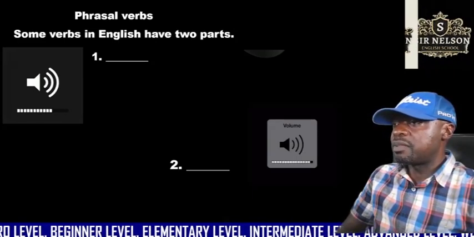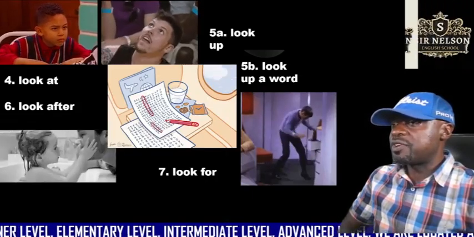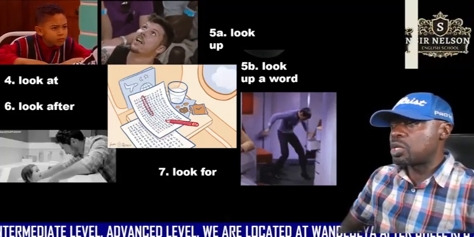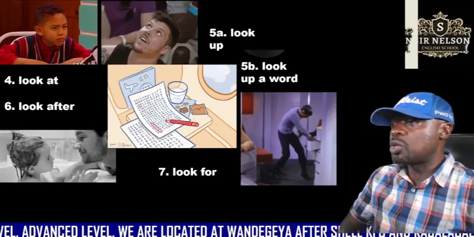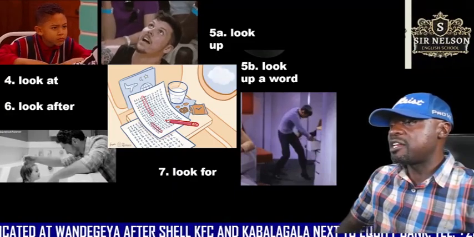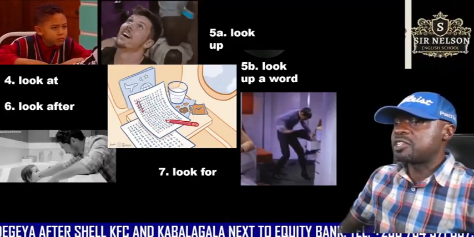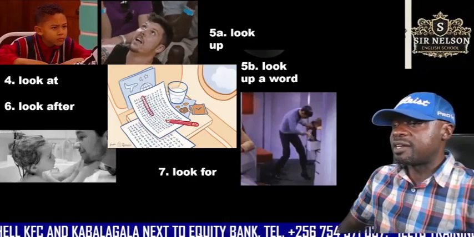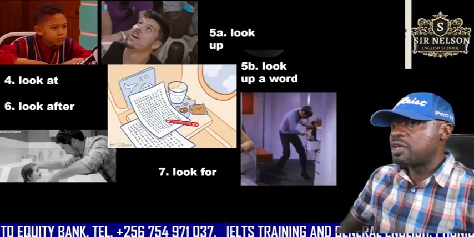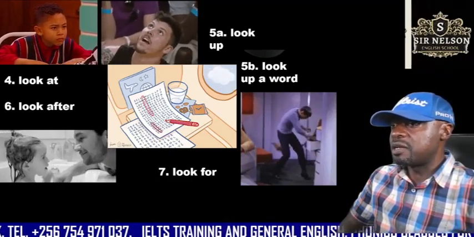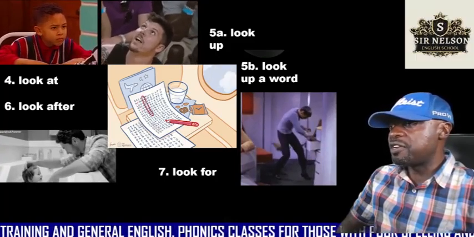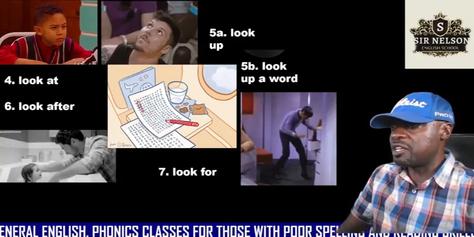Number one, number two. Our next phrasal verb is number 4, look at. Number 5a, look up. 5b, look up a word. To look up a word is to find the meaning of a word in a dictionary. Number 6, look after. The father is looking after the child. 7, look for. I want you to see here, it is the same verb, but the preposition or particle is the one which is different, and you get a different meaning.